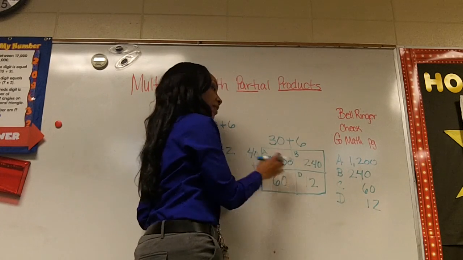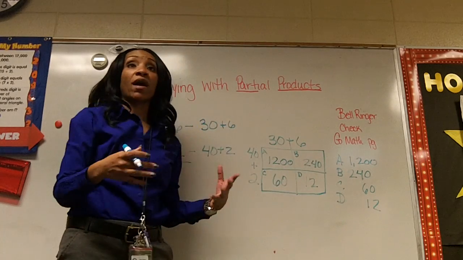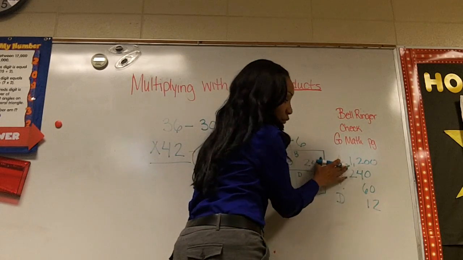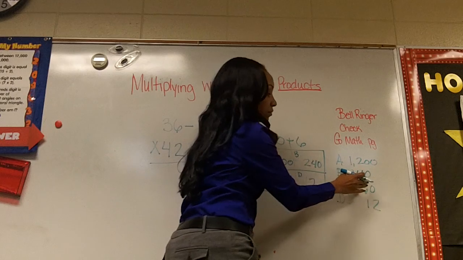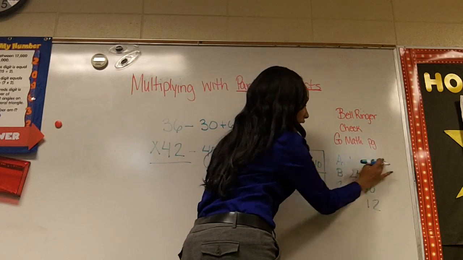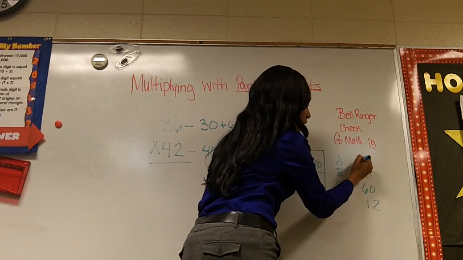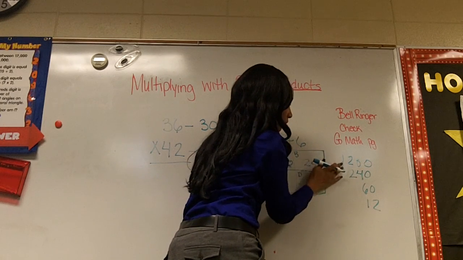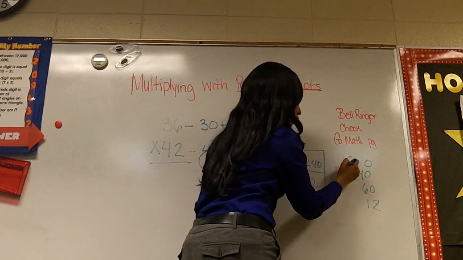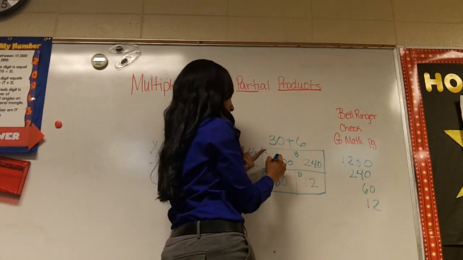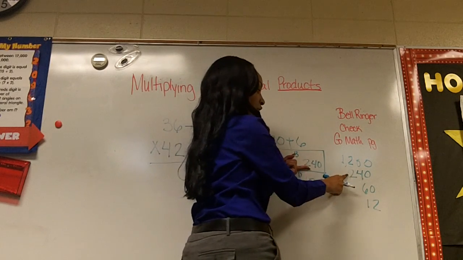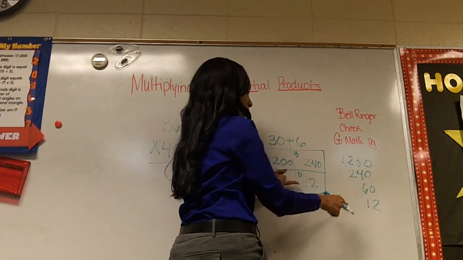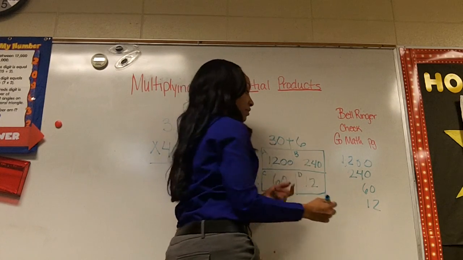Now that I have each of my partial products, I'm going to add them together. I want to make sure that when I add, I line them up by place value, because if I don't, then my addition will come out incorrect. Okay? So I have 1,200 from box A. I have 240 from box B. I have 60 from box C. And I have 12 from box D.